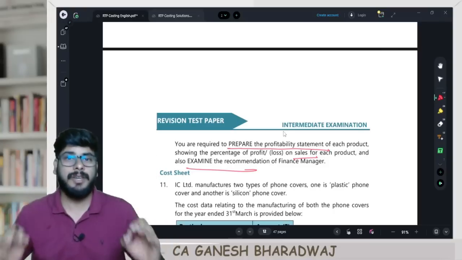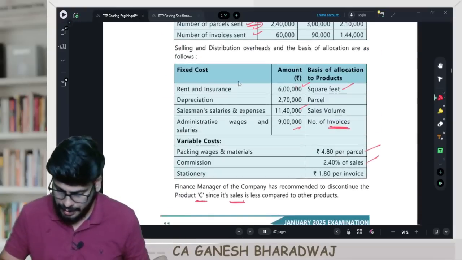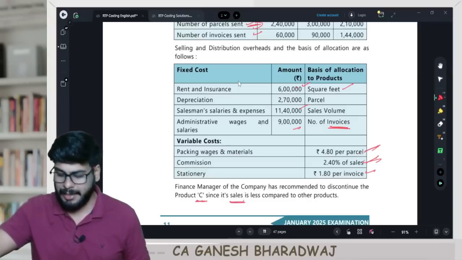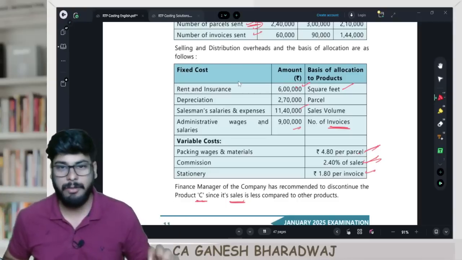Now, product wise, do we have the sales figure? Yes. Do we have the variable cost figures? Yes, the variable costs, they have given 4.8 per parcel. So product wise, parcels, sales, invoices, these details are there. So just multiply. Product wise, you can arrive at variable cost.